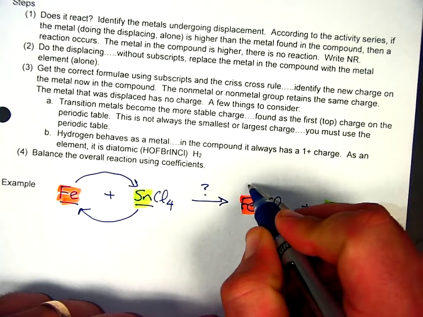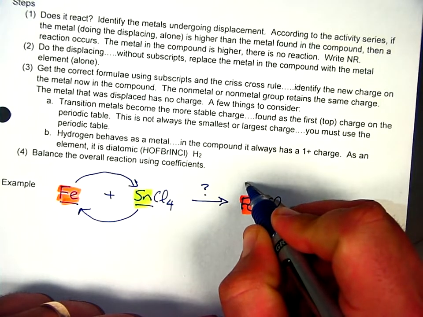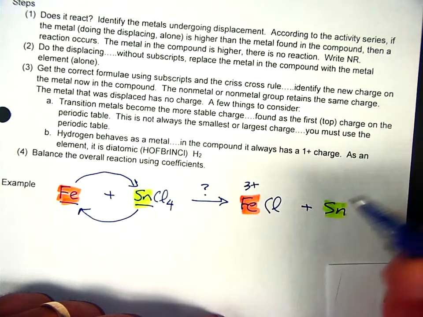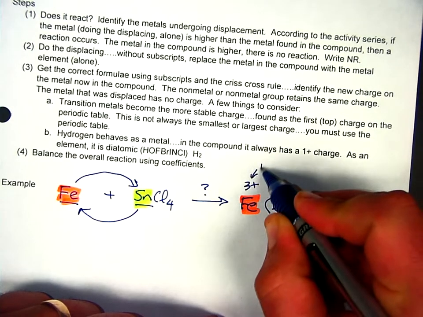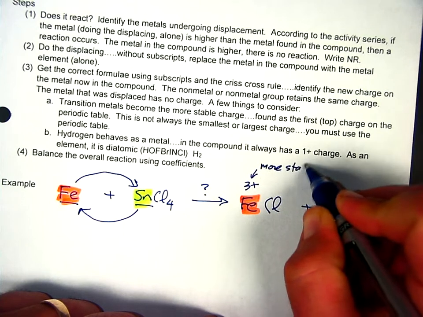So having said that, because it's a transition element, I've got to double check. I know it's going to be the more stable charged particle.